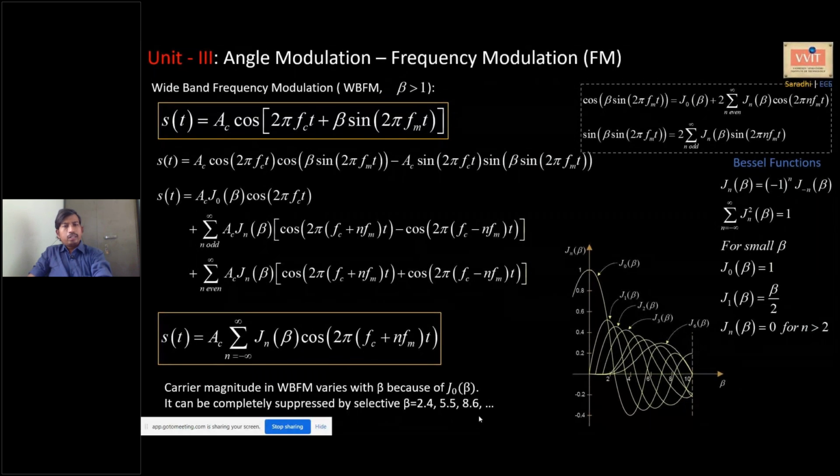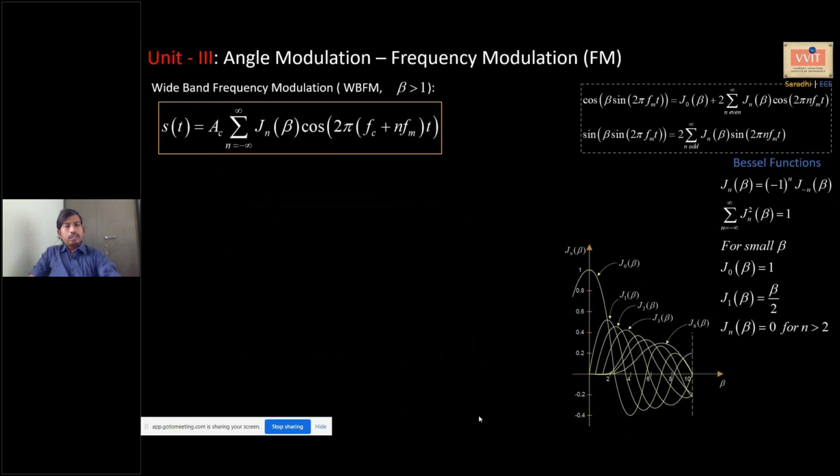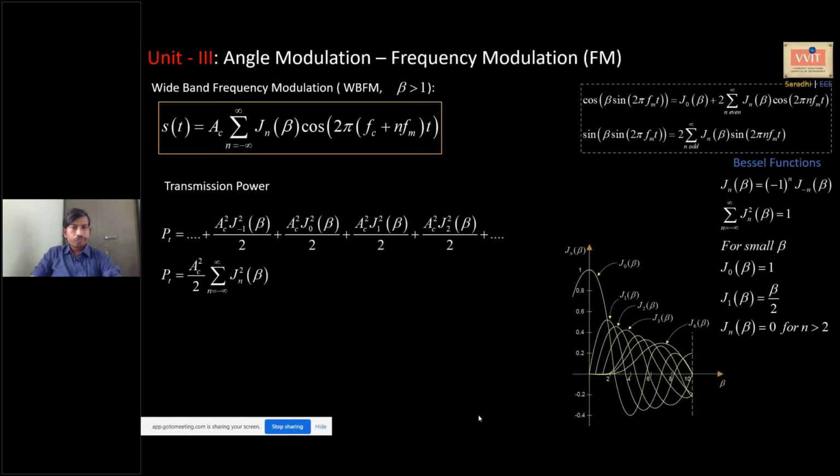Okay. Now let us see transmission power. To calculate the transmission power required for the transmission of wideband FM, we simply expand the summation in terms of its power. The summation has an infinite number of terms. Each term is a sinusoid, and each sinusoid's power we can easily write: amplitude square by 2R, where R equals 1.